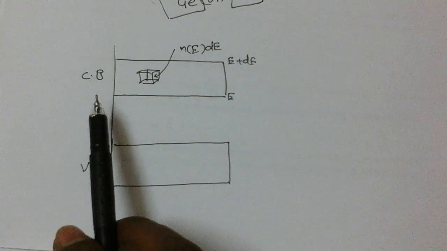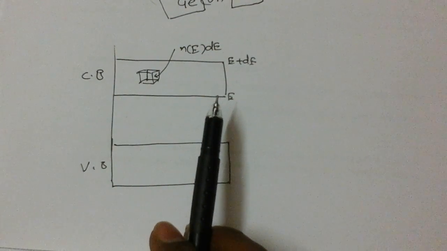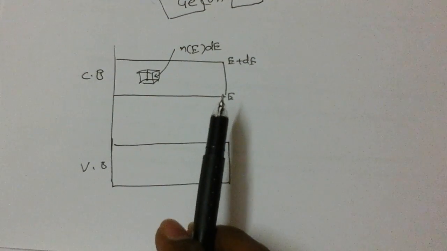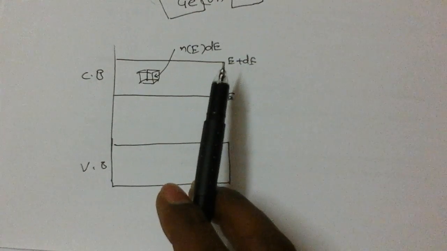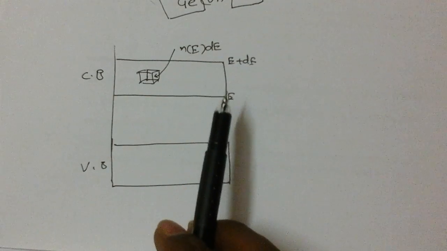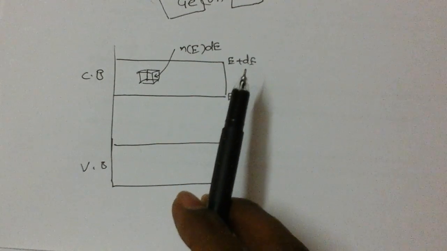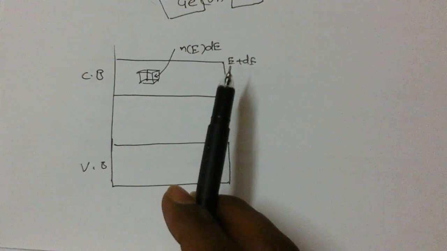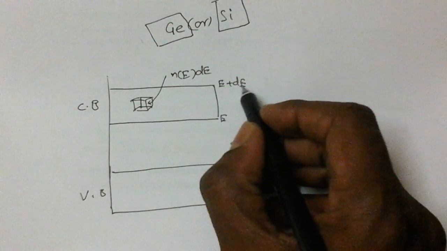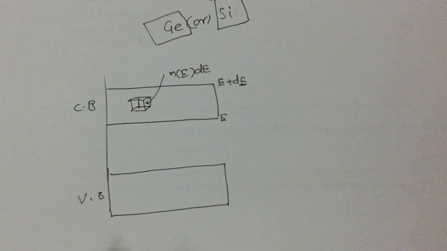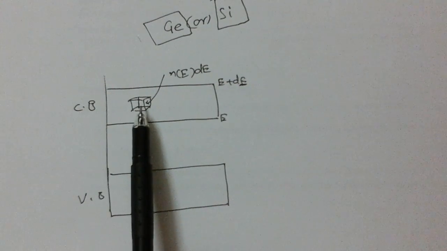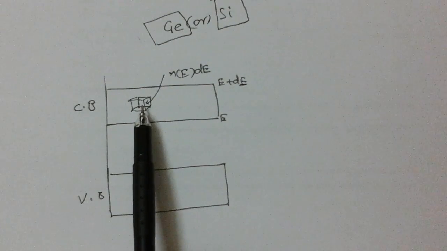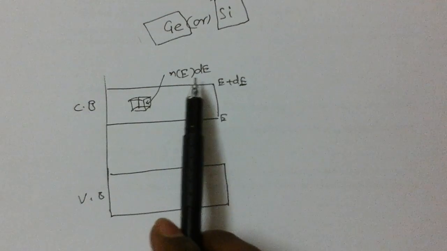Now we are taking a conduction band. In this conduction band we are taking a part of the conduction band, with energy levels E to E plus dE. Whatever electrons are present in these energy levels have energies between E and E plus dE. Carefully observe, I am taking a unit volume. In this unit volume, how many electrons are present? That is the carrier concentration, represented by n of E dE.